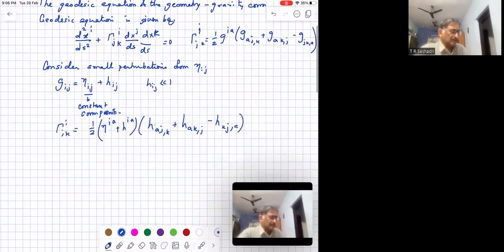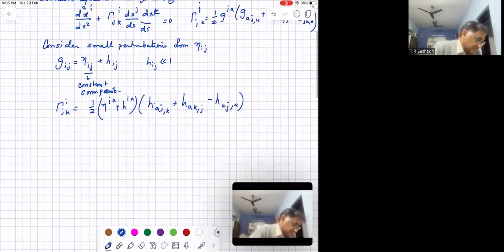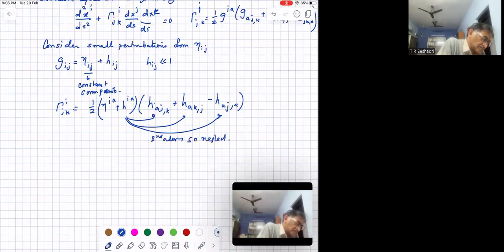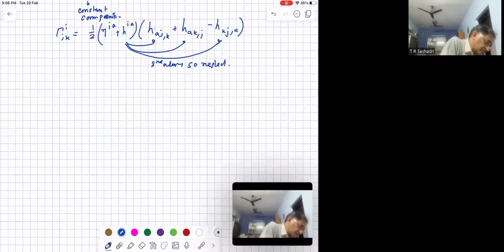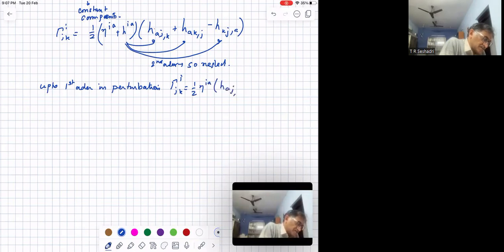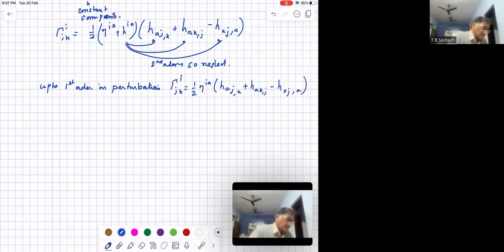JK or KJ doesn't matter for g and h because they are symmetric tensors. And these are all second order, so neglect. And so up to first order in perturbation, we have Γ^i_jk is equal to half eta^ia (h_aj,k plus h_ak,j minus h_kj,a). All right?